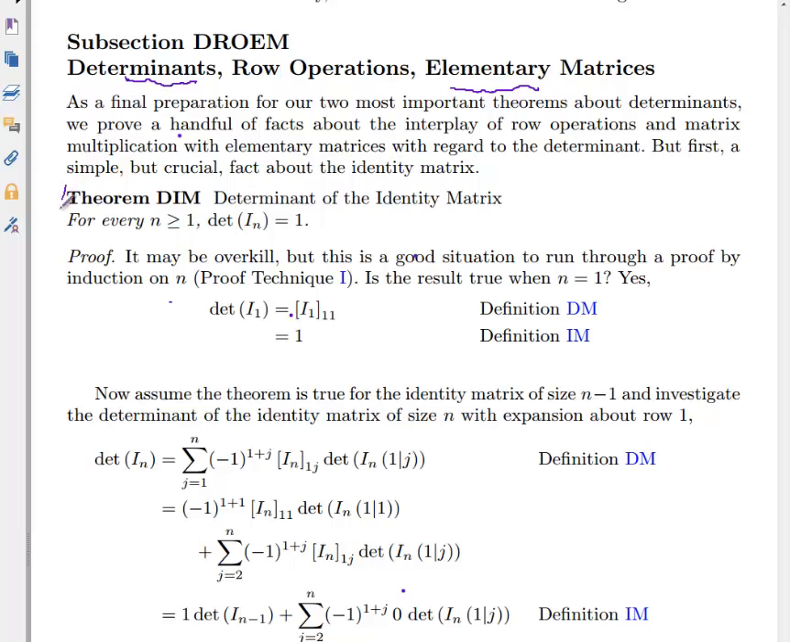First theorem mentioned here is that the determinant of the identity matrix is 1. Not really necessary to prove. We already showed that the determinant of an upper triangular matrix is the product of the diagonal entries, and certainly an identity matrix is upper triangular. It has 1s on the diagonal and 0s below.